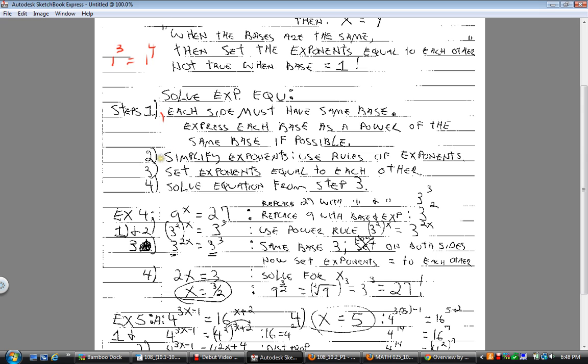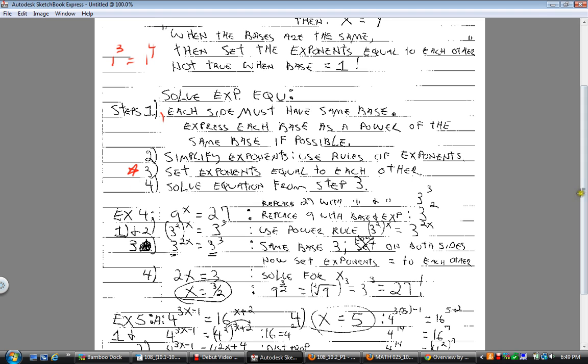Number 2, simplify the exponents by using the rules of exponents. When I work through the example you'll see what I mean; you're going to use the power rule to do that. Step 3 says set the exponents equal to each other now that you know you have the exact same base. That is a new concept. When I work this through, be prepared to see that the bases are just left alone, because then you focus on the exponents. And finally, solve the equation from step 3.